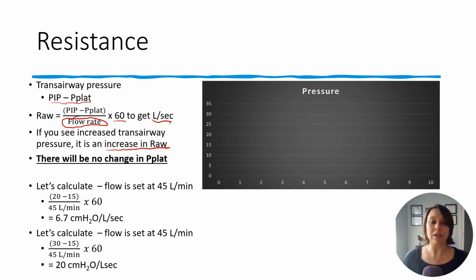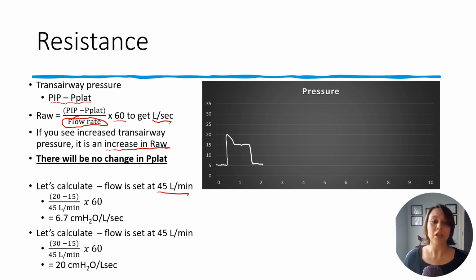So let's do a calculation here with 45 liters per minute. I'm going to go ahead and start my baseline pressure at 5, since that's often a normal baseline pressure. My peak pressure is going to go up to 20 centimeters of water. I'm going to do an inspiratory hold. That is what is going to give me plateau pressure. And I'm going to drop down to 15, and then I'll return back to my baseline pressure when I let the breath go.